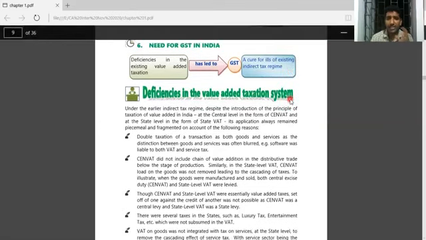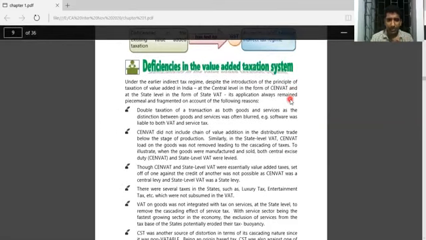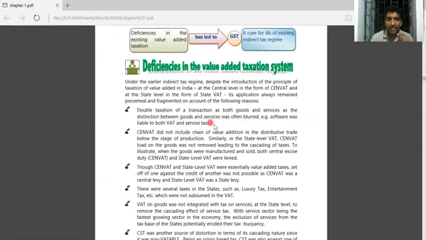So what were the deficiencies? One, double taxation of a transaction as both goods and service, as the distinction between goods and services was often blurred. Example, software was liable for both VAT and service tax. In the earlier example I have given, on an item both VAT is charged and service tax is charged. So on a single transaction, two taxes are levied. That is a deficiency in the earlier system.